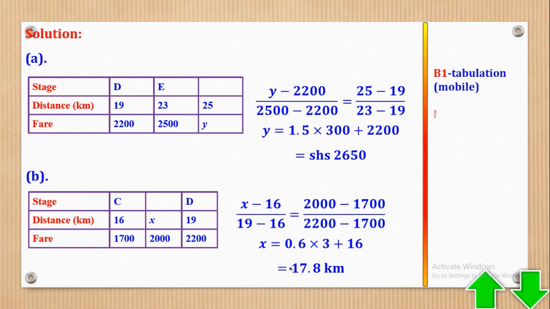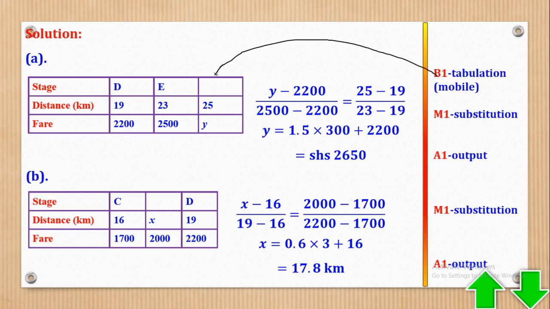Now let's see how much can be awarded. So B1 for tabulation, which can be given at that point or at this point. Then M1 for the substitution, A1 for output, M1 for the substitution, A1 for output.